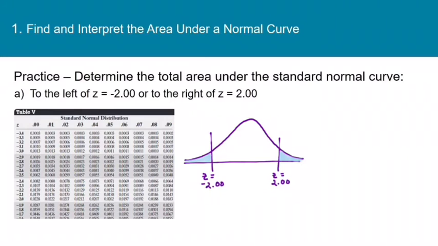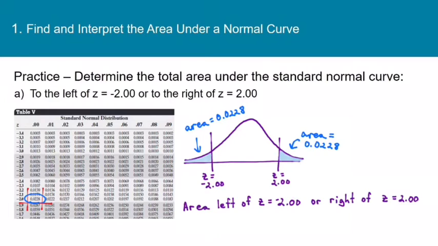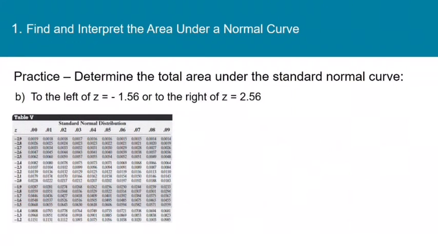So let's start by finding the area to the left of z equals negative 2.0. So we'll come down to the line for negative 2.0 and go to the 0 column, and the area to the left of negative 2 is 0.0228. And because this z-score is the same as that one, the area to the right of positive 2 is also 0.0228. And so now to find the total area, we just say 0.0228 plus 0.0228 for a total area of 0.0456.